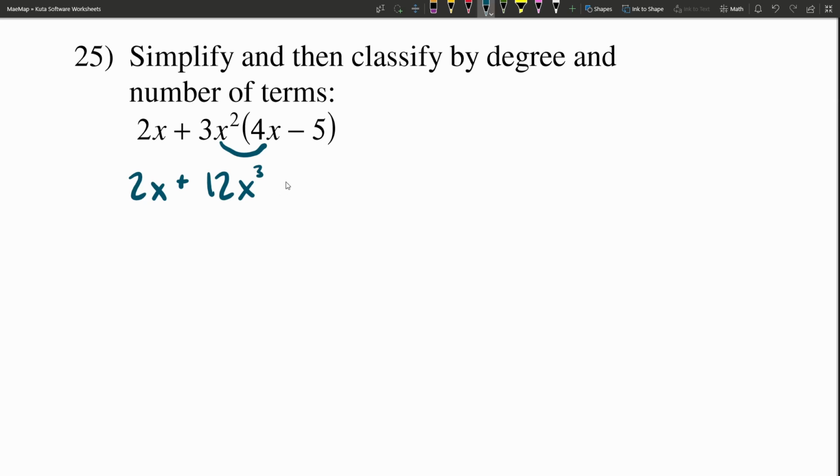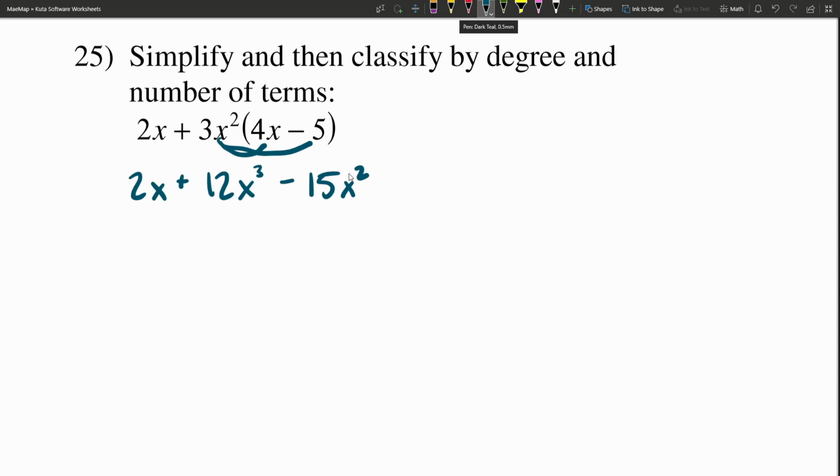And then we're going to subtract 3x squared times 5. Or add 3x squared times negative 5, however you want to look at it. But that's going to be a 15x squared that's subtracted. Now we're going to combine any like terms and rewrite with the higher degree towards the front and then the other exponents in descending order.